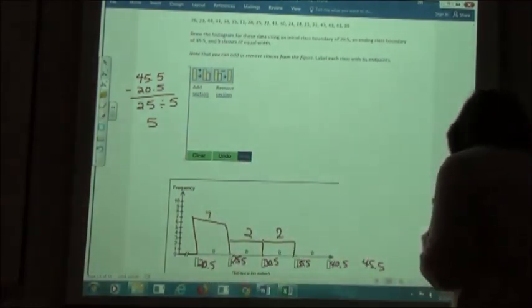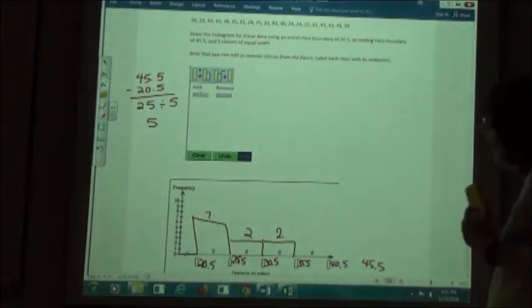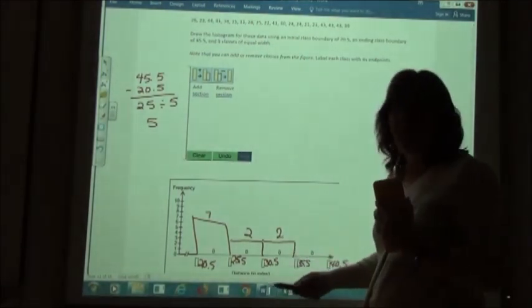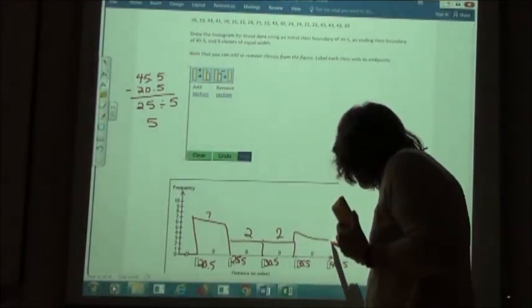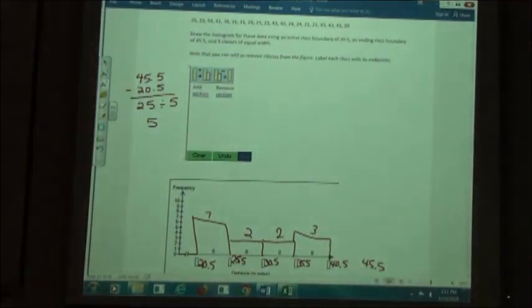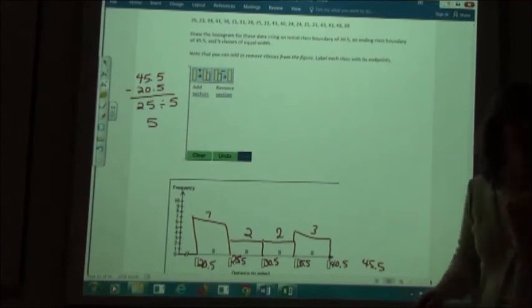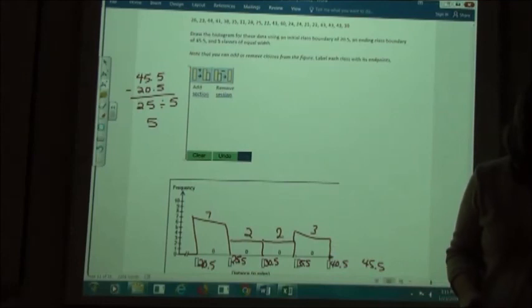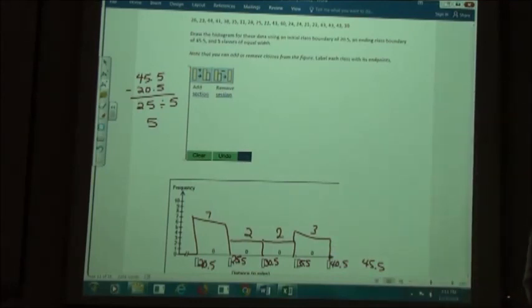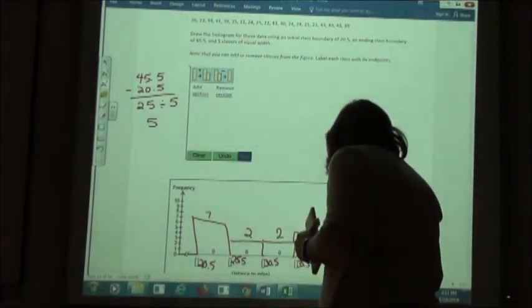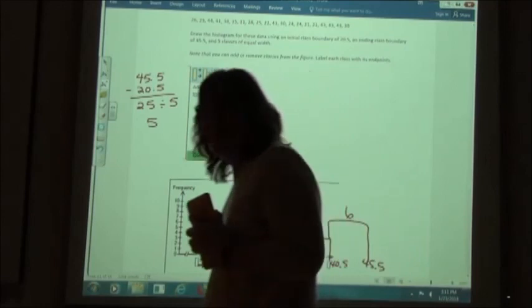Between 35.5 and 40.5 we have 3. Yep, that almost looks like 3. And in our last section, between 40.5 and 45.5, 6. And that matches up with all the numbers I have, so we should be good.